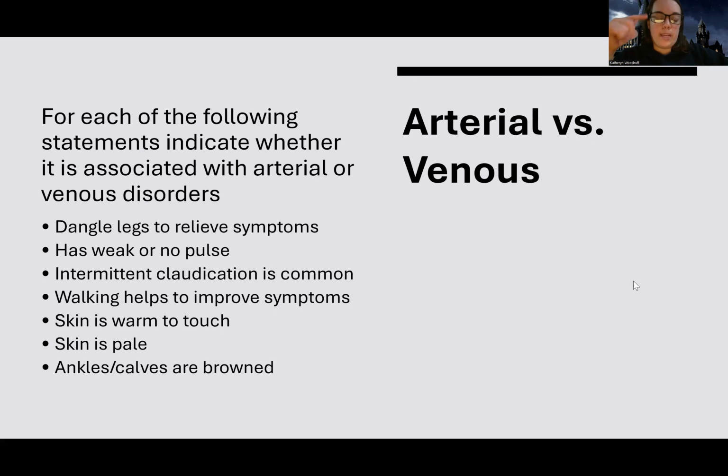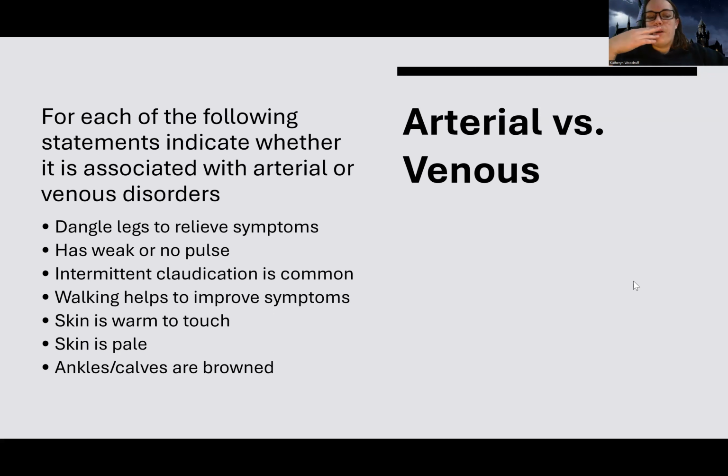So far for this slide we have dangle legs is arterial, weak or no pulse, arterial, intermittent claudication, arterial, walking helps to improve, venous. Skin is warm to touch. Did we do that one? I don't think we even did that one. I'm sorry if I skipped that one. Skin is warm to touch is going to be who has good blood flow or good perfusion. If I have good blood flow or good perfusion, it's going to be warm.